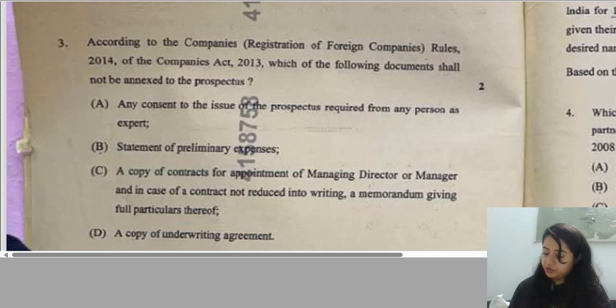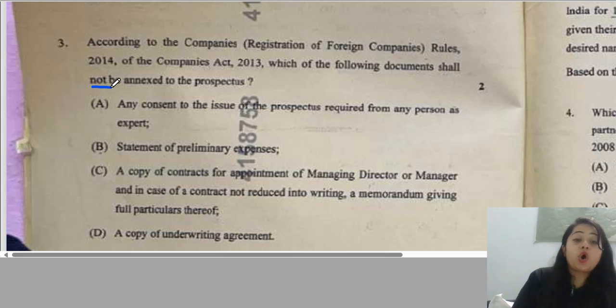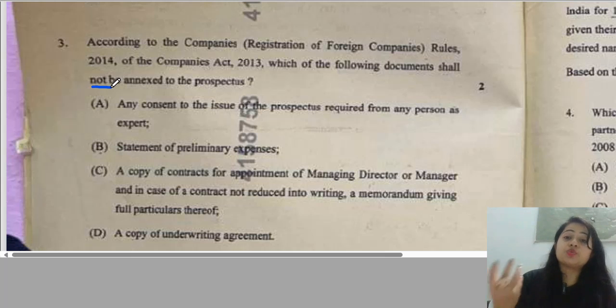Moving on to question number 3. Let's read the question, which is the third question. According to the Companies Registration of Foreign Companies Rules 2014 of the Companies Act, which of the following documents shall not be annexed with the prospectus? Please note and be careful. It says which of the following documents are not to be annexed with the prospectus. This foreign company is issuing a prospectus because it is issuing shares. Right. Now with the prospectus there is a certain list of documents that have to be submitted. Which of these documents is not to be attached?